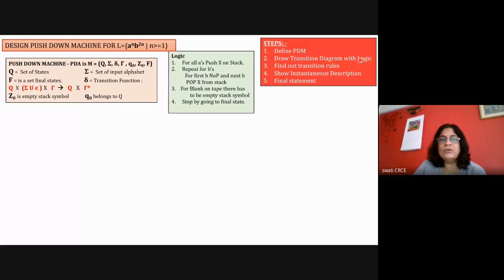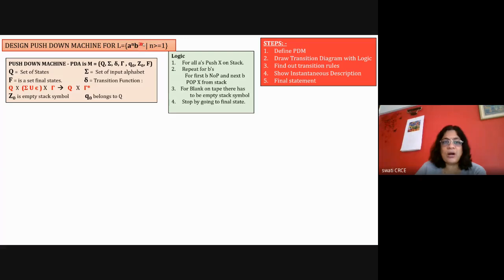First you write down the logic, because we can have multiple designs for the same problem depending on your logic, or you may use different symbols to push on the stack. That's why you need to represent your logic so that the examiner understands what logic you are following. So here, for this problem, A raised to n, B raised to 2n, my logic is that for all A's, you write all A's onto the stack. So a push operation for all A's on the stack.